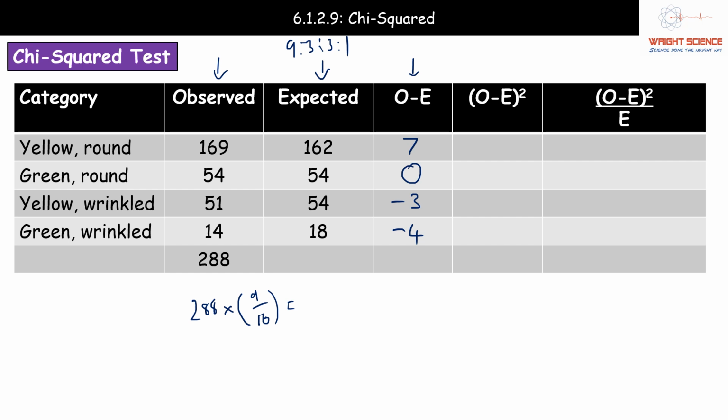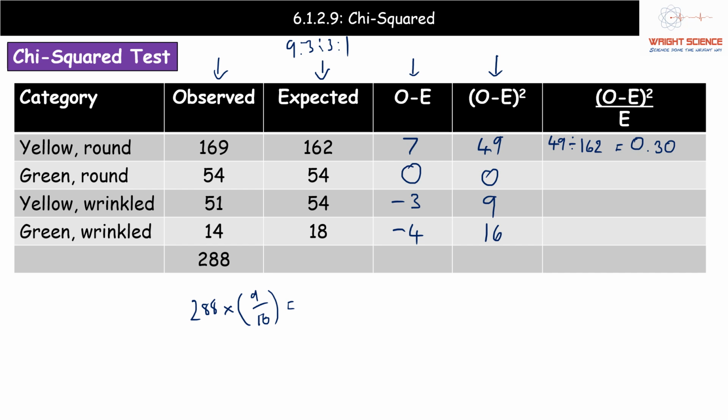Okay, the next column along, O minus E squared. So we've got our O minus E. Now we're going to square it. So 7 squared is 49, 0 squared is just 0, minus 3 squared is positive 9, minus 4 squared is positive 16. So we've then got our values. What we then have to do is divide each of those by E. So 49 divided by the expected for that row, which is 162. So always remember to use the expected for that row on your table. That gives us 0.30.